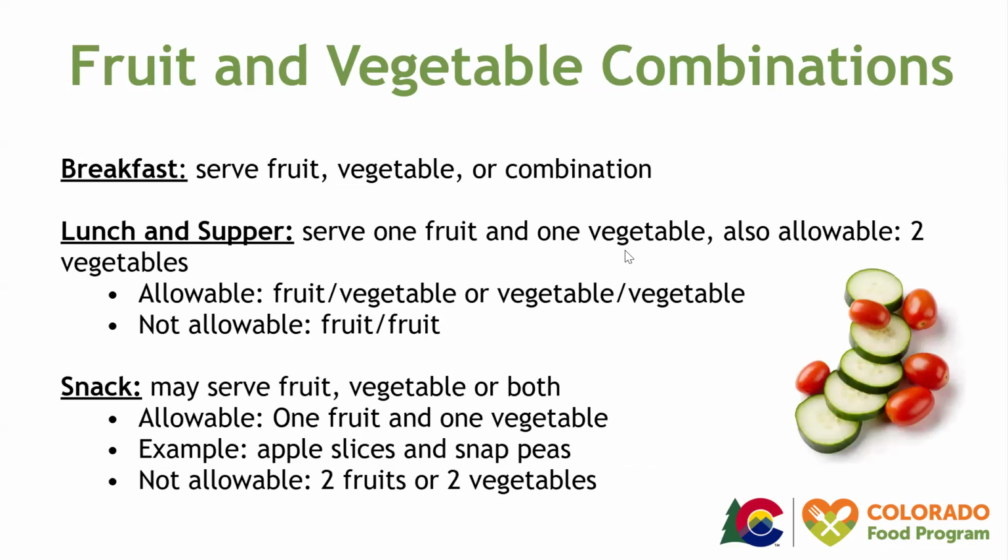So, fruit and vegetable combinations. At breakfast, you can serve fruit, a vegetable, or a combination of the two. At lunch and supper, you have to serve one, or you can serve 1 fruit and 1 vegetable. Also allowable is 2 vegetables.